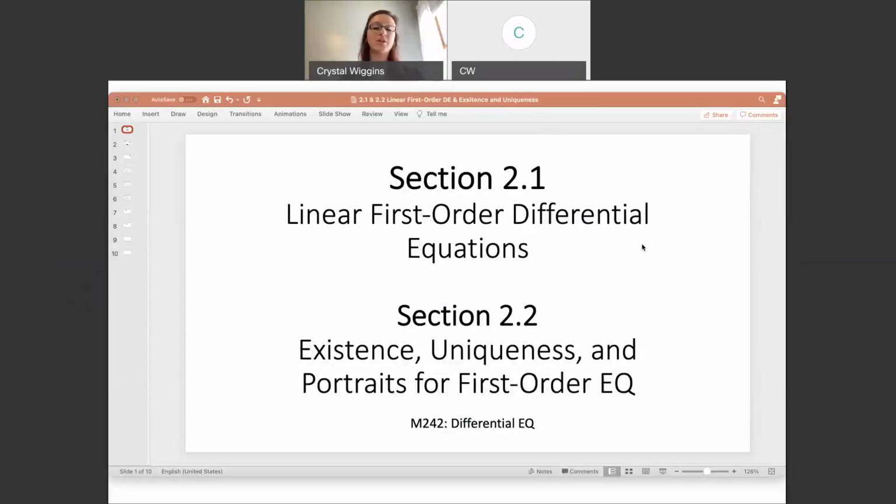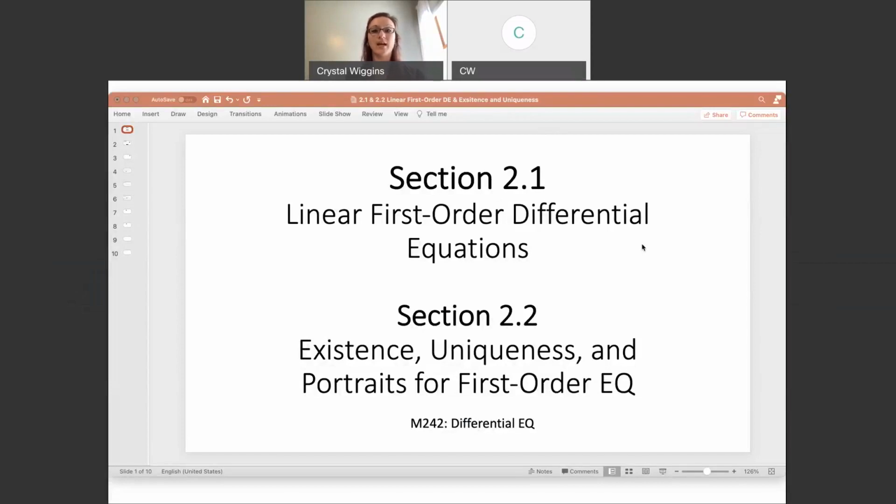So this recording will include two sections, both 2.1 and 2.2. It made more sense to put them together because the material covered in 2.2 is more of a conclusion to the ending of the problem that we will do in 2.1. So finally, we'll start doing a couple things this week.